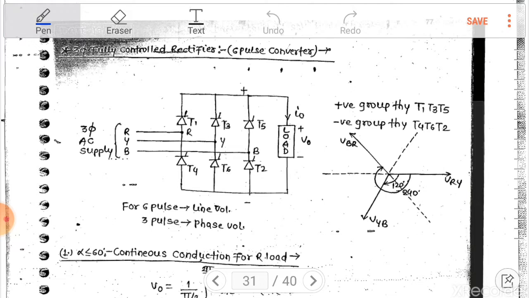This is the last section of three-phase rectifiers. In this, we will consider the harmonic analysis of three-phase full control rectifier.